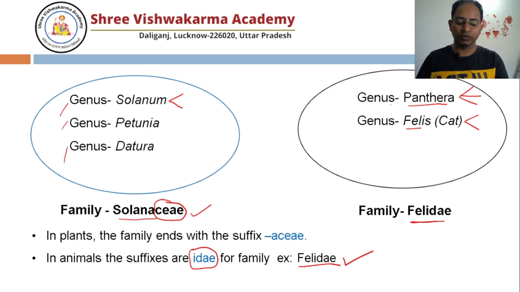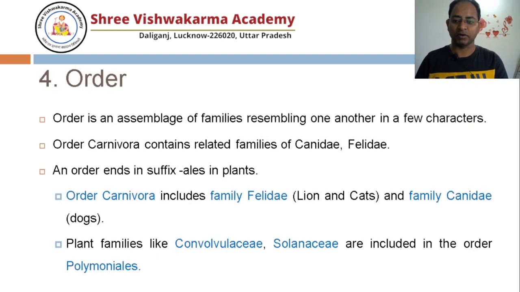Now move towards after family. After family, there will be the order. In one order, there will be many families. So one order is Carnivora, and in that are the family Felidae and the family Canidae. Canidae is the family of the dogs. In plants, the families Convolvulaceae and Solanaceae are included in the order Polemoniales.